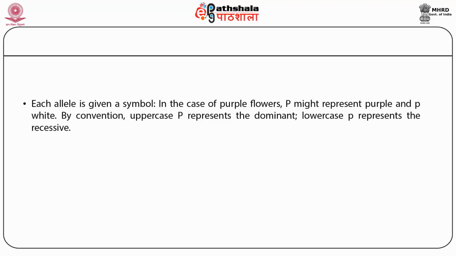Each allele is given a symbol. In the case of purple flower, capital P might represent purple and small p represent white. By convention, uppercase P represents the dominant, whereas the lowercase p represents the recessive character.